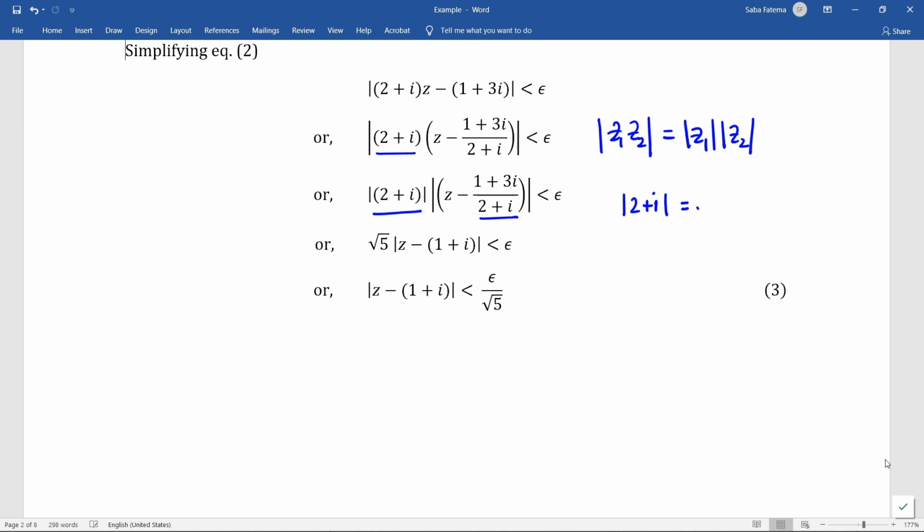We know the law from modulus. This is square root of 5, and for this one we apply the quotient law. As we know, we have to multiply both the numerator and denominator by the conjugate of the denominator. So after simplification we get this inequality.